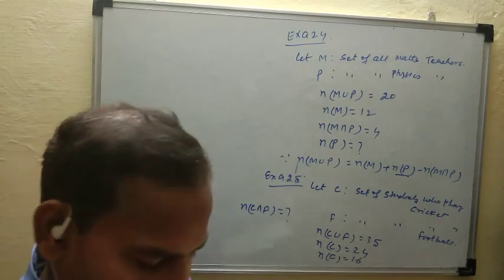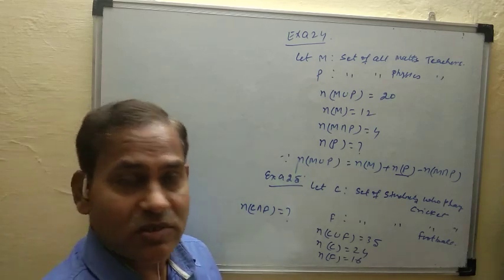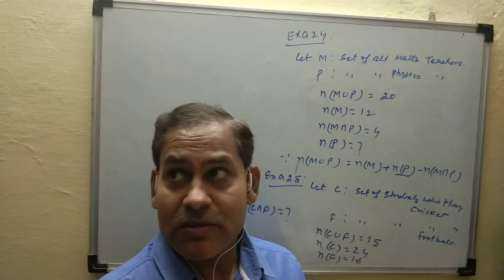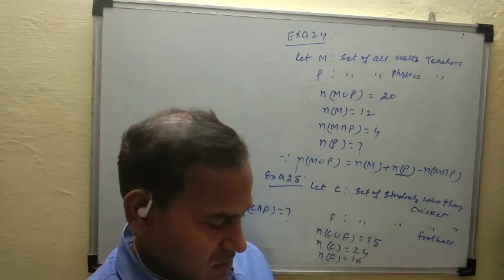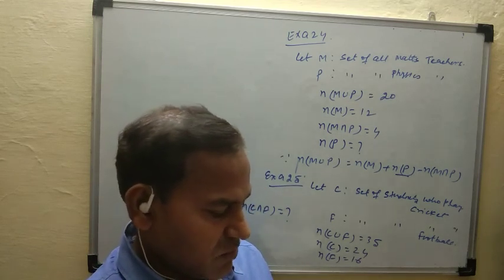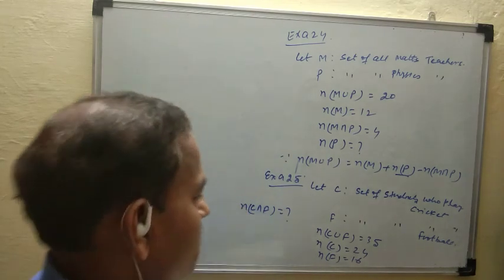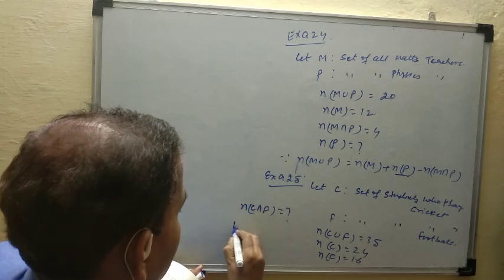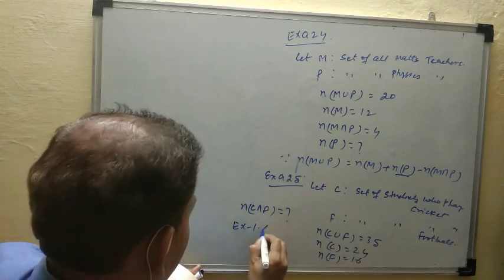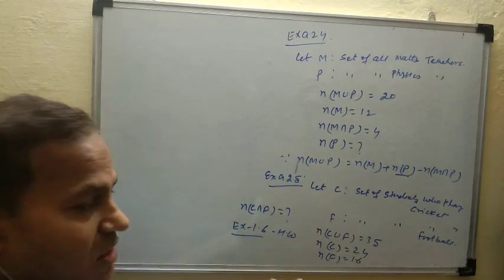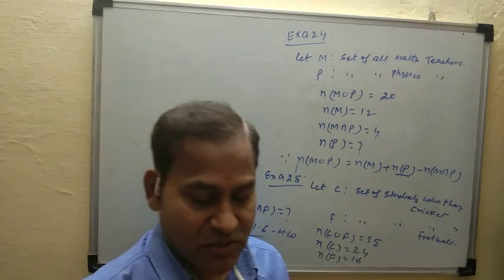And next, example number 26. I think time is not permitted, so in the next class I will discuss example number 26, and you try it. Exercise 1.6 is homework. You try it, then next class I will discuss. Okay.